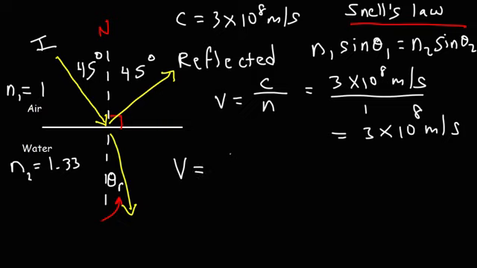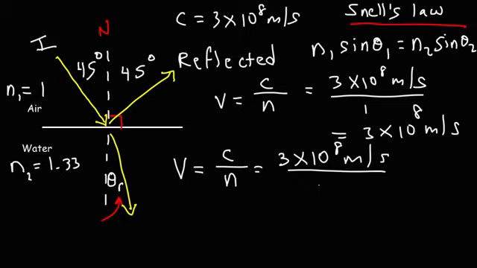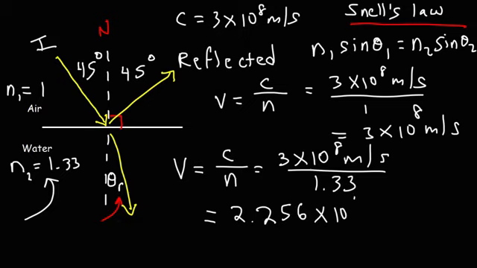So it's going to be v = c/n. c is not going to change. That's going to be 3 times 10 to the 8 meters per second. If we divide it by 1.33, which is the index of refraction of water, we can get the speed of light in water. And so in water, light travels at 2.256 times 10 to the 8 meters per second.